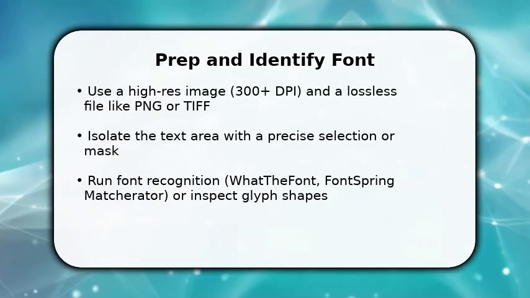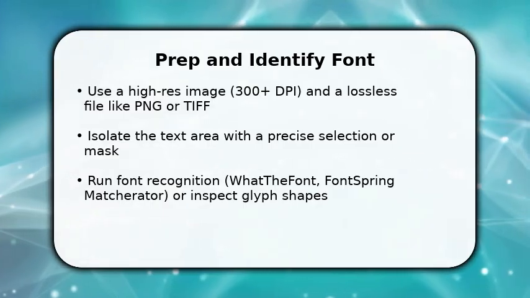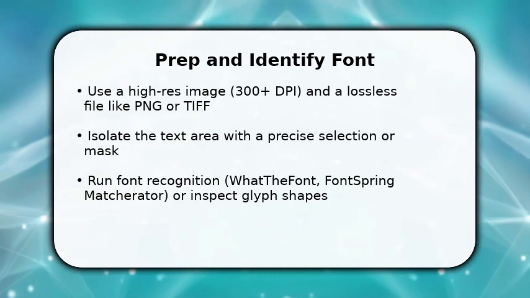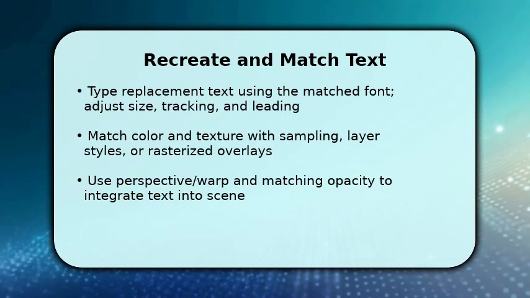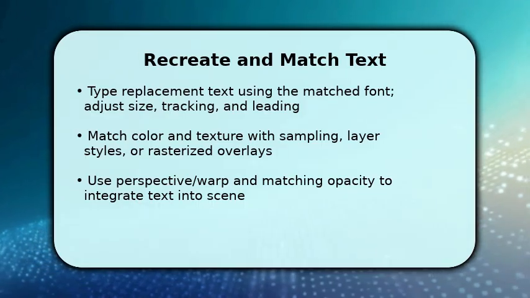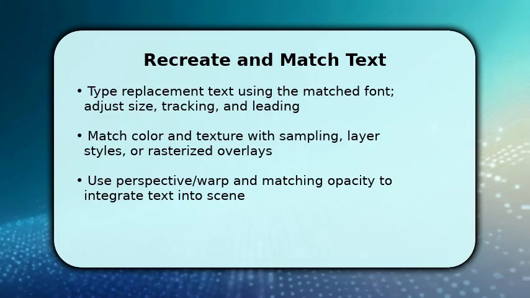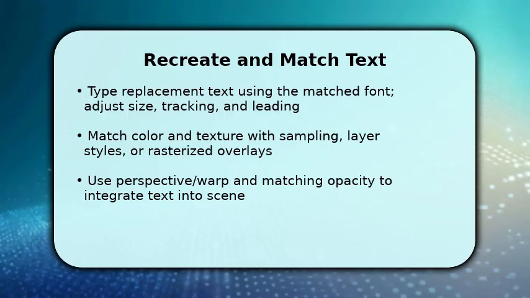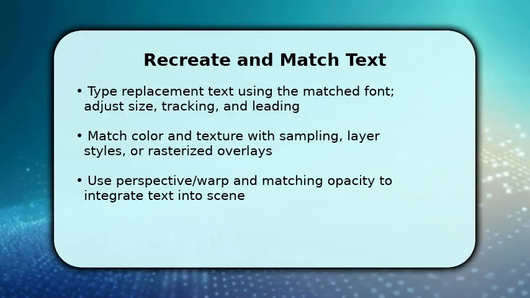Once you have candidate fonts, download or activate the best match and prepare to recreate the text layer on top of the original artwork. Now you recreate the text. Type the exact content using the matched font and place it in a new layer above the original. You must adjust size, tracking, leading, and baseline to fit perfectly. Use optical kerning and numeric nudges for precise alignment.